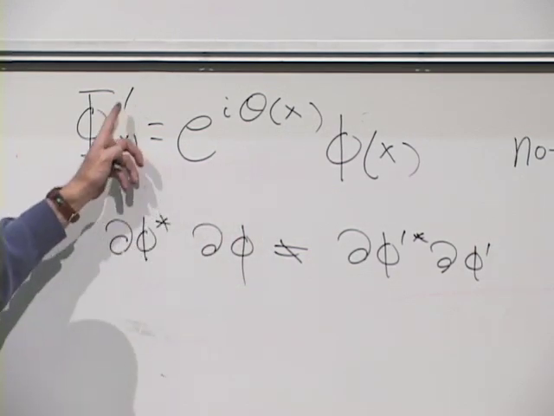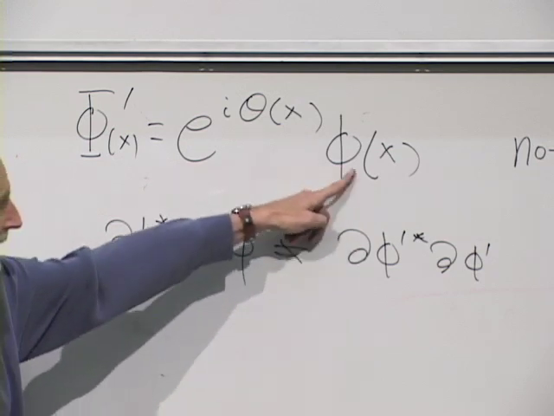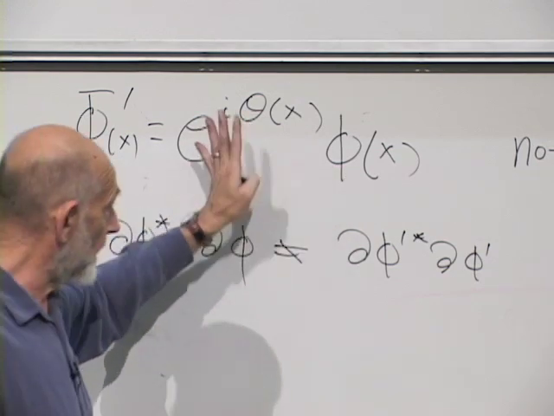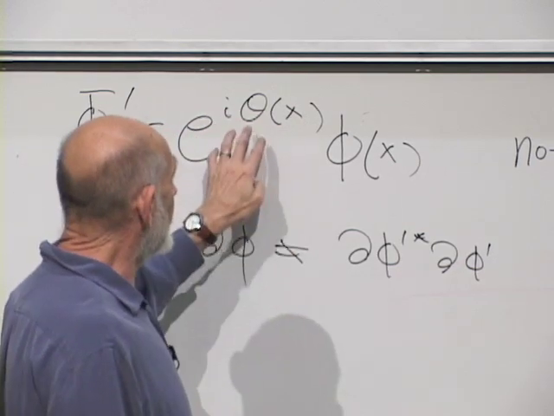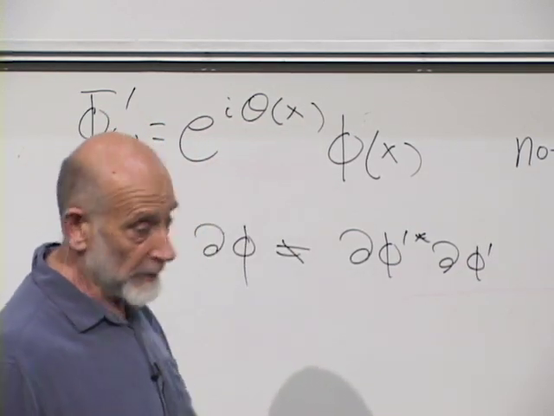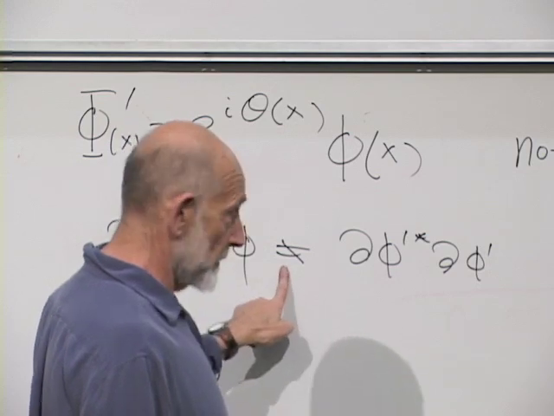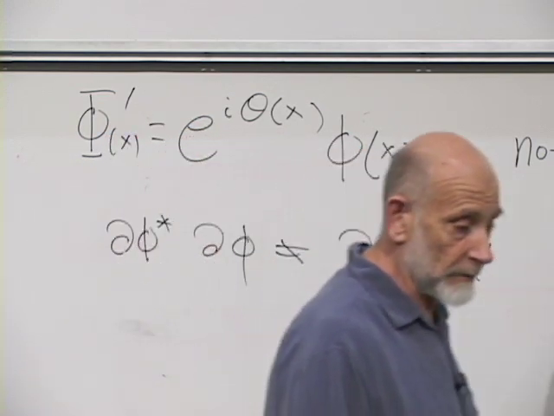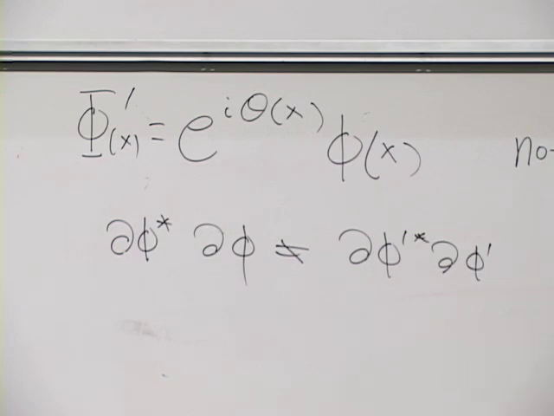Why? That's because when the derivatives act, they act not only on phi, but they act on theta here. They act on theta if theta is variable. If theta didn't vary in space, then this would be a symmetry. But if theta varies in space, it's not. We worked that out in detail last time, and I'll show you in a moment what we found.